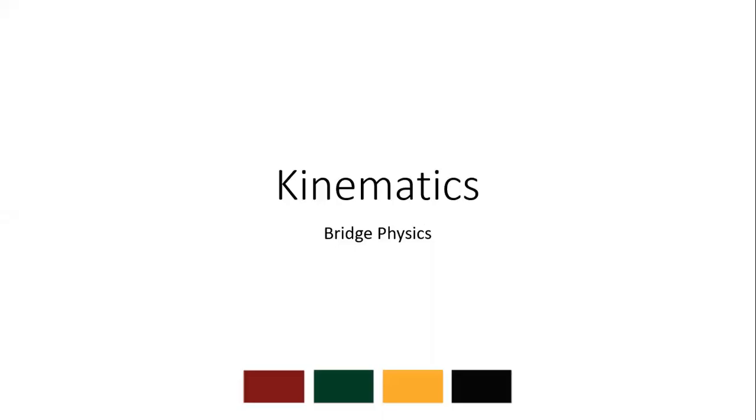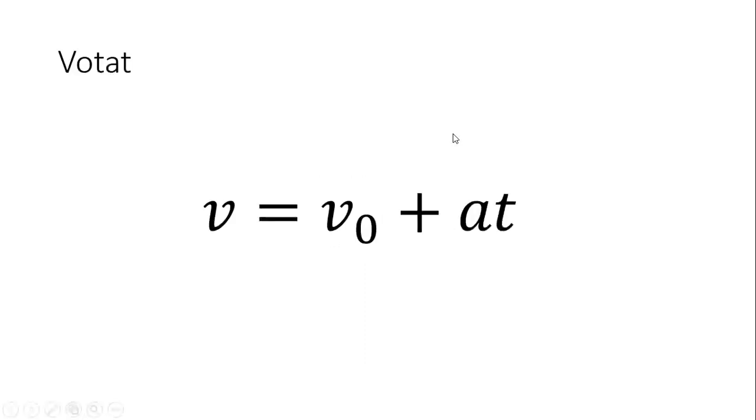Hello everyone. So today our topic is about kinematics and welcome again to Bridge Physics. Actually, we're going to solve a problem, and it's actually a series of different problems, and this is the first problem. What we're going to do is look for the application of this formula in problem solving. So this formula: v = v naught + at.